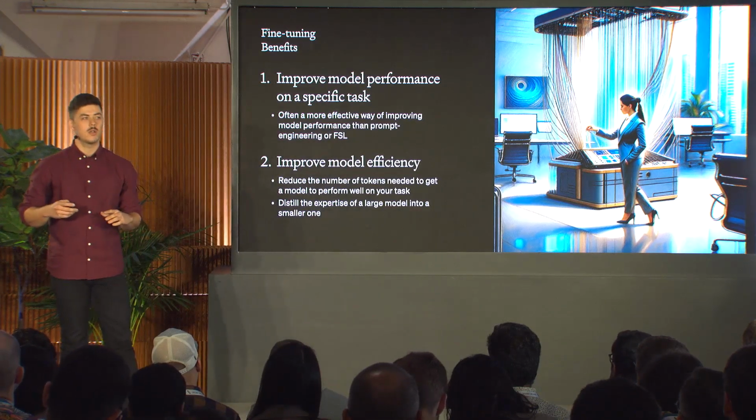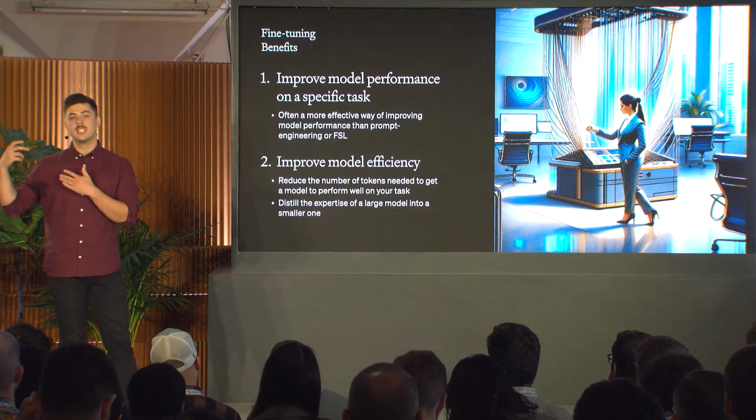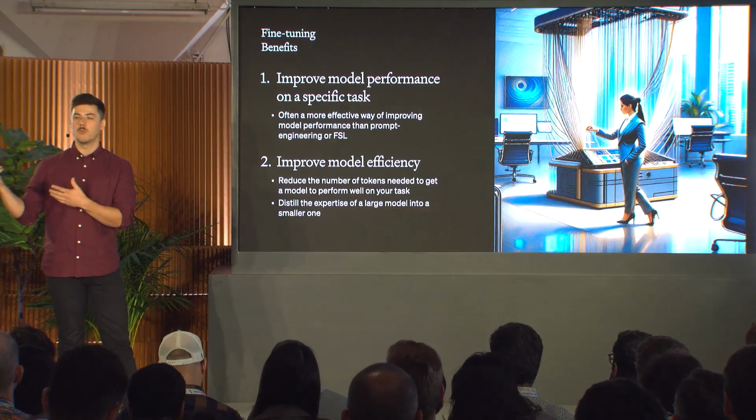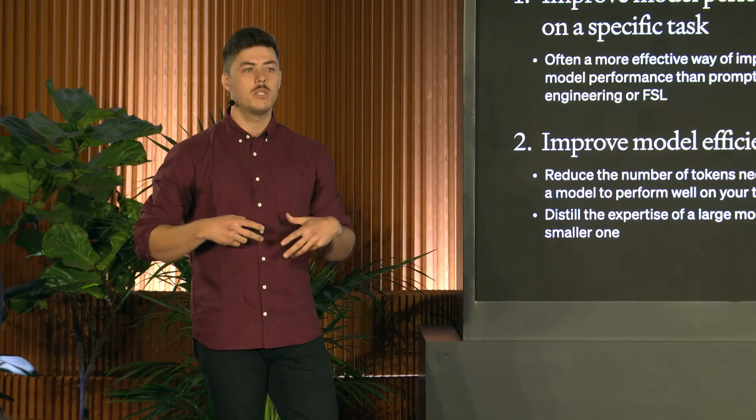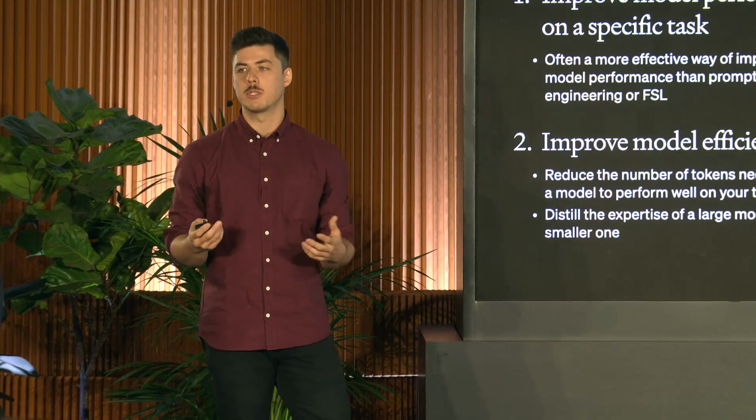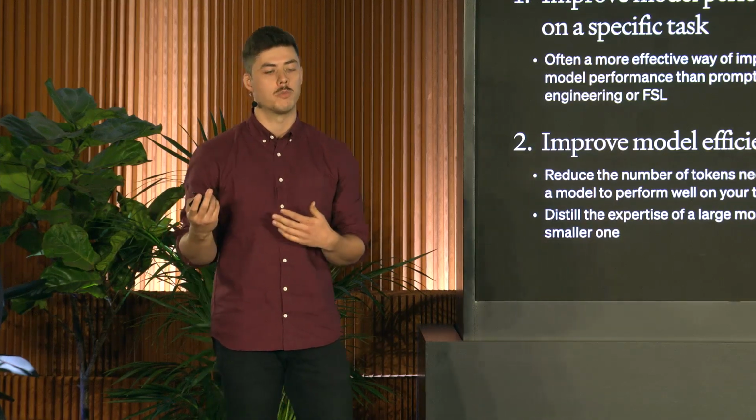Next is that a common use case for fine-tuning is essentially the distillation of knowledge from a very large model like GPT-4 to a smaller model like 3.5 Turbo. And so it's always going to be more efficient from a cost and latency perspective to interact with a smaller model than a larger model.